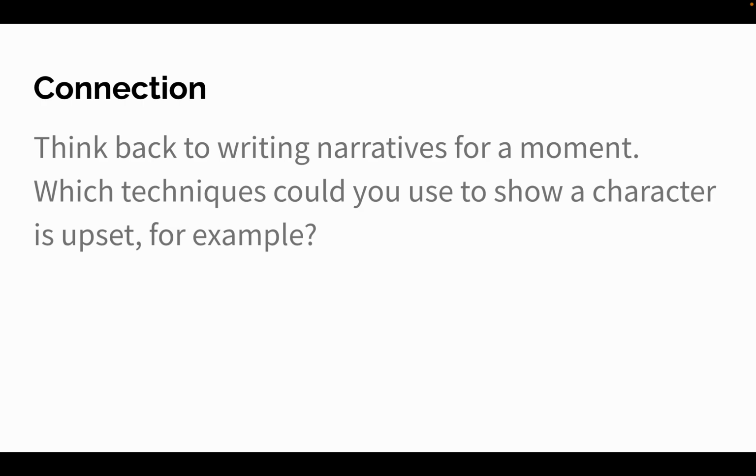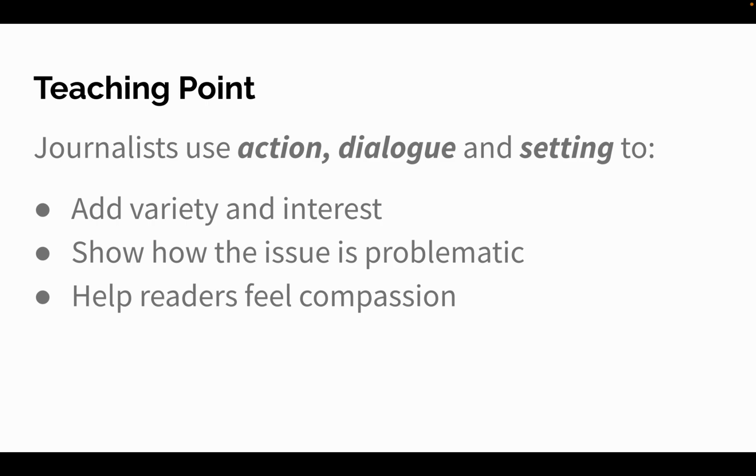Yesterday, you picked an issue that you really want to write about, an issue that you care about, and an issue that you think the community cares about. So today we're going to think about how we can apply the same writing techniques that we used in narrative writing, but in our journalistic newscast writing. The big thing I want to teach you today is that journalists, just like narrative writers, use action, dialogue, and setting to do a variety of things, including add variety and interest to the stories they're writing, show how the issue is problematic, and help readers feel compassion.